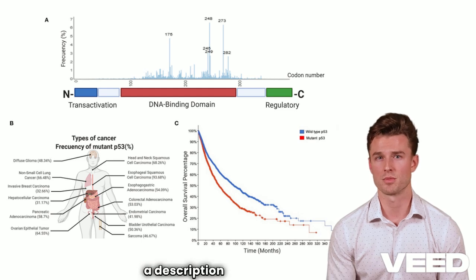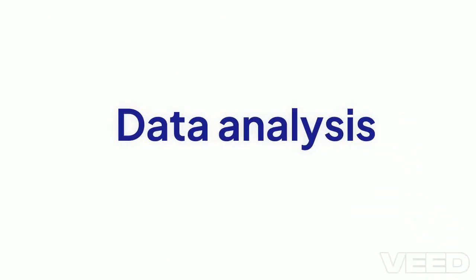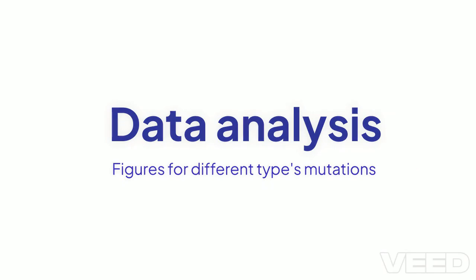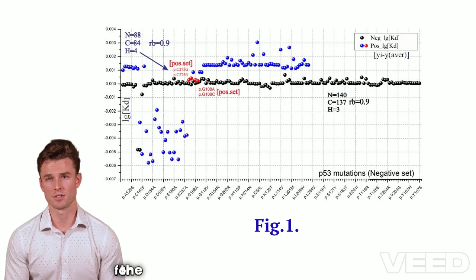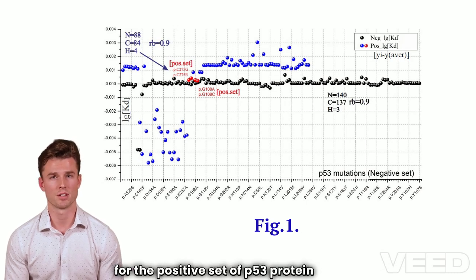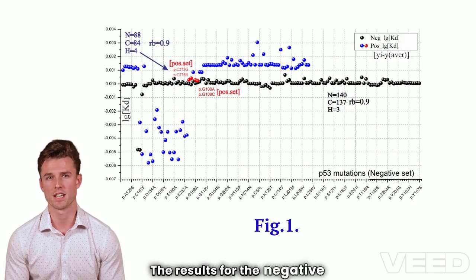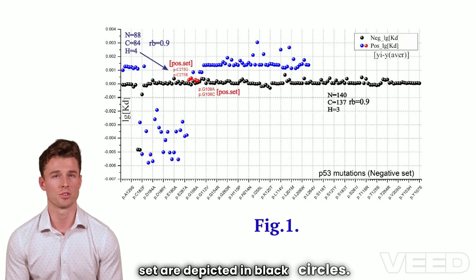Let's move on to a description of the data obtained. Fig. 1 shows the results of the calculated data for the positive set of p53 protein mutations, which are presented in blue and red. The results for the negative data set are depicted in black circles.